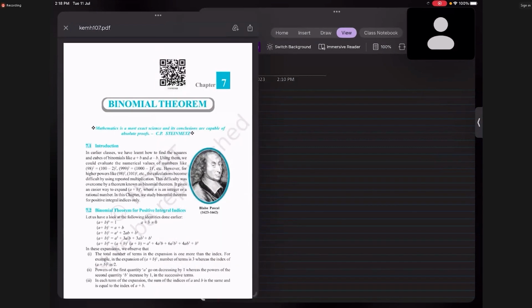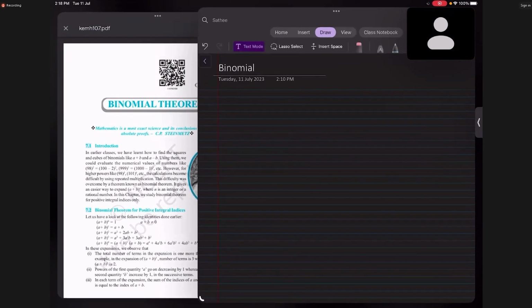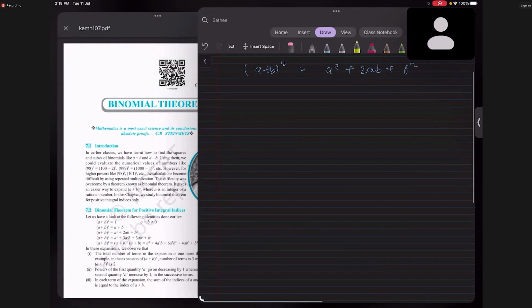If I describe what this chapter is all about, this chapter basically originates from our exponential expansion. Like if I start with a plus b whole square, this has been taught to all of us a long time ago. It is simply a square plus 2ab plus b square. This is known to everyone, but how to utilize this for large exponents? Let's say we are given a very big exponent, let's say a plus b to the power 5. So how to expand this?